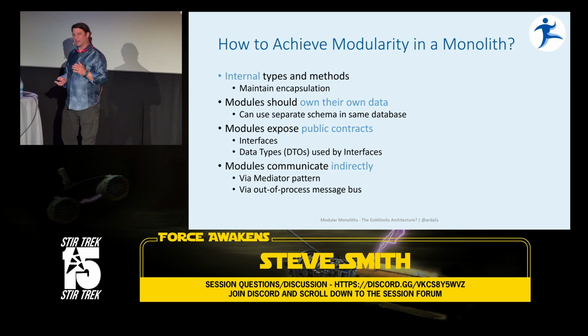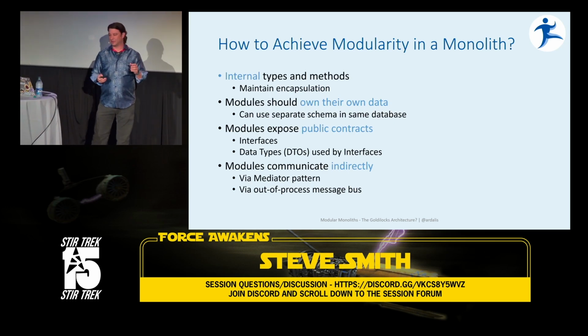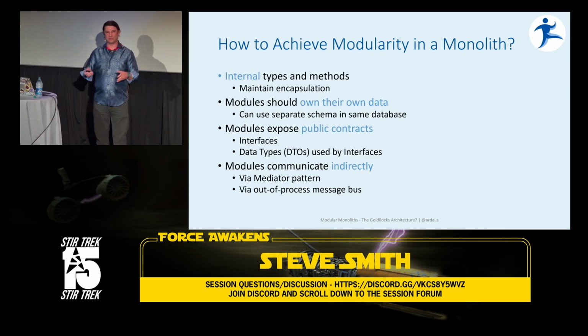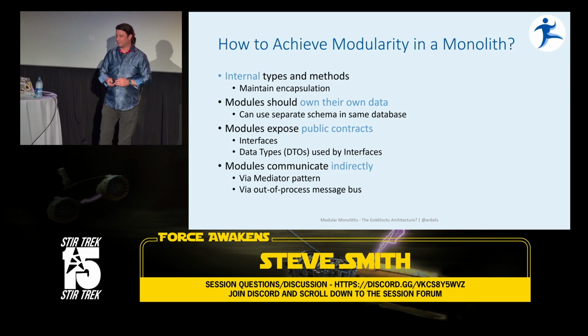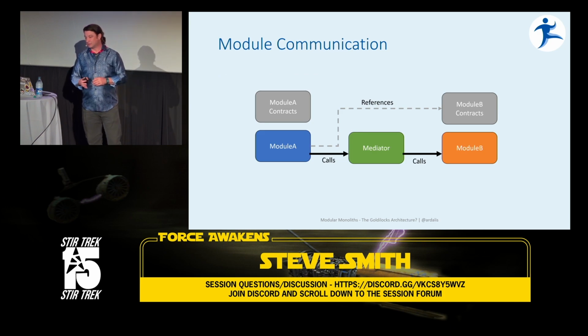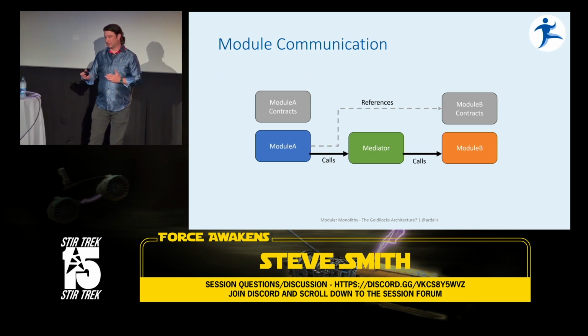Modules should generally communicate indirectly, and I already mentioned that, but there are a couple of different ways. The main one for fast in-memory communication is going to use the mediator pattern, and then you can also use out-of-process things, just like you might with microservices, using RabbitMQ, Azure Service Bus, SNS, whatever your message bus of choice might be. Okay, so here are two modules, the blue one and the orange one.